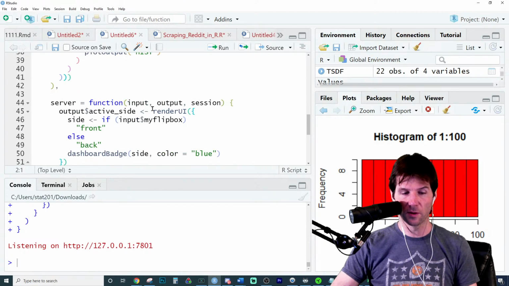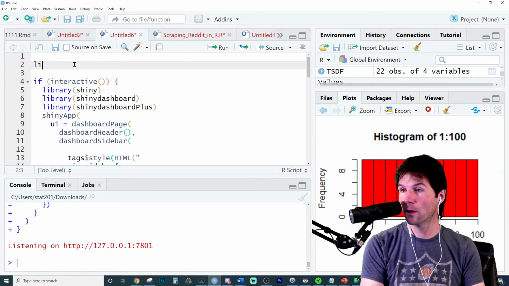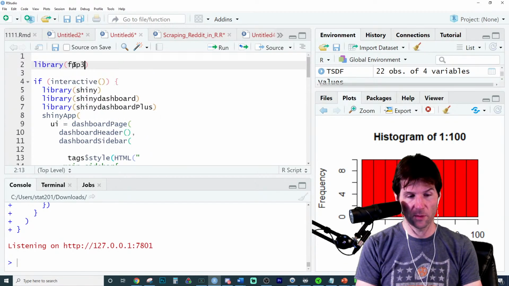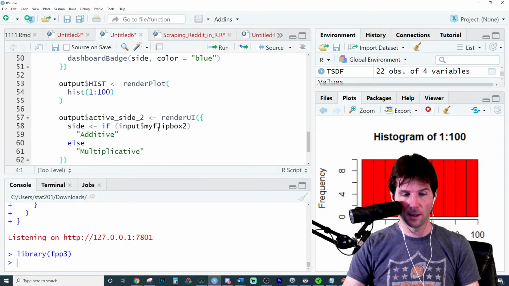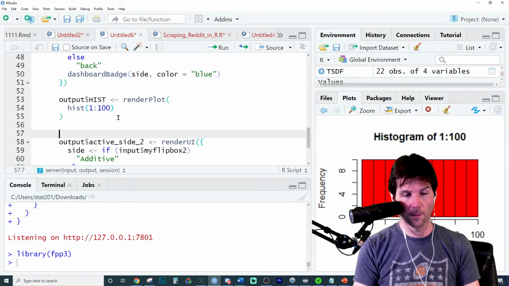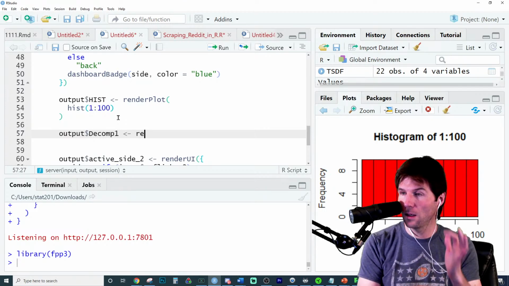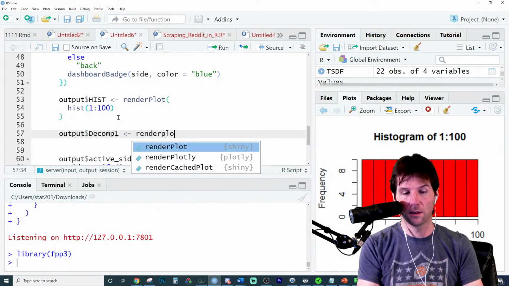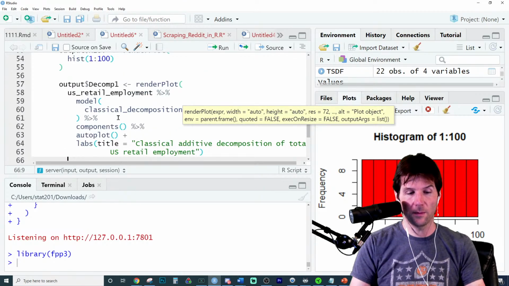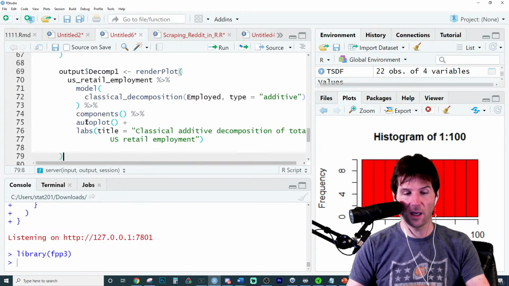Well, I guess we got to render it in the server. So, library fpp3. And go down here and render it in the server. Here's the server. Output decomp 1. Render. Is this a plotly? We're just rendering plot. And then open it up, drop it in. Copy paste. Everyone loves some copy paste.